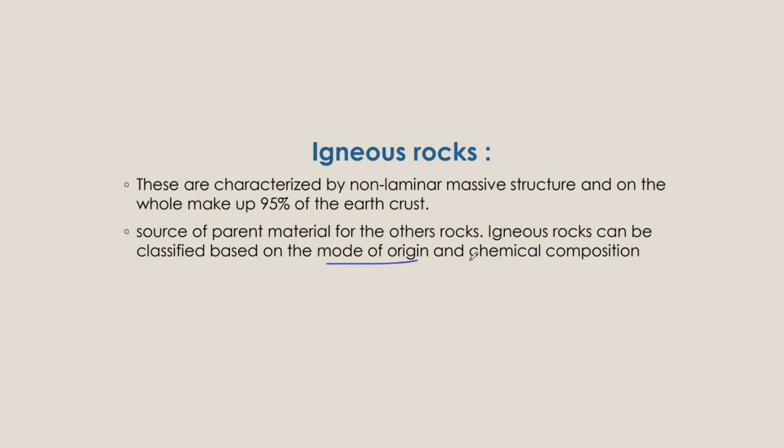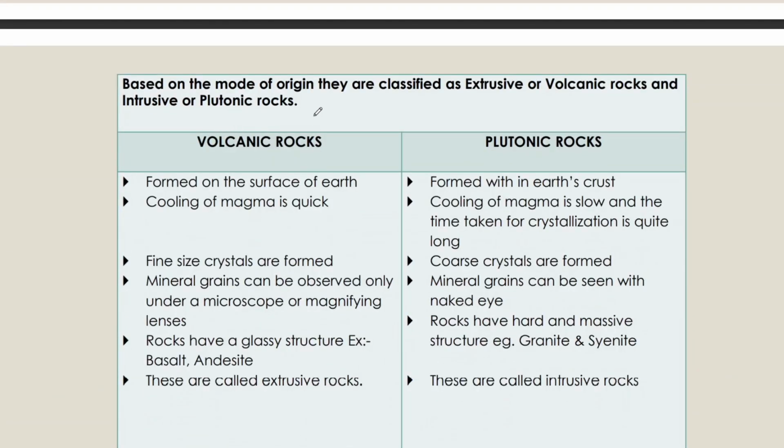Igneous rocks can be classified based on mode of origin and chemical composition. Based on mode of origin, they are classified as extrusive or volcanic rocks and intrusive or plutonic rocks. If we see a volcano, the volcano throws out magma, and by that magma some types of rocks are formed. They are formed on the surface of the earth, so they are called volcanic rocks.